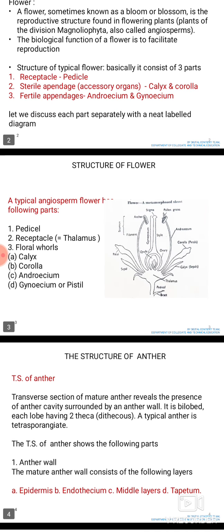So, a typical angiosperm flower will have a stalk which is known as pedicel. Then at the tip of the pedicel, receptacle, thalamus or torus, on which the floral parts, namely calyx, corolla, androecium and gynoecium are present. Calyx and corolla are non-essential parts, whereas androecium and gynoecium are essential or accessory organs.